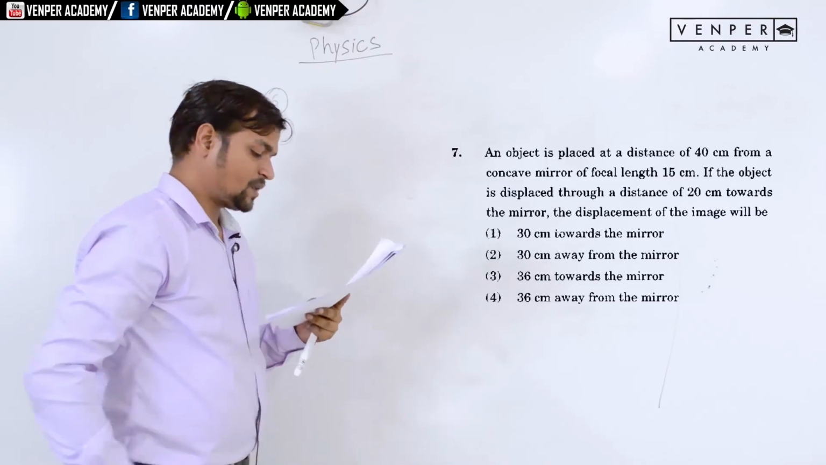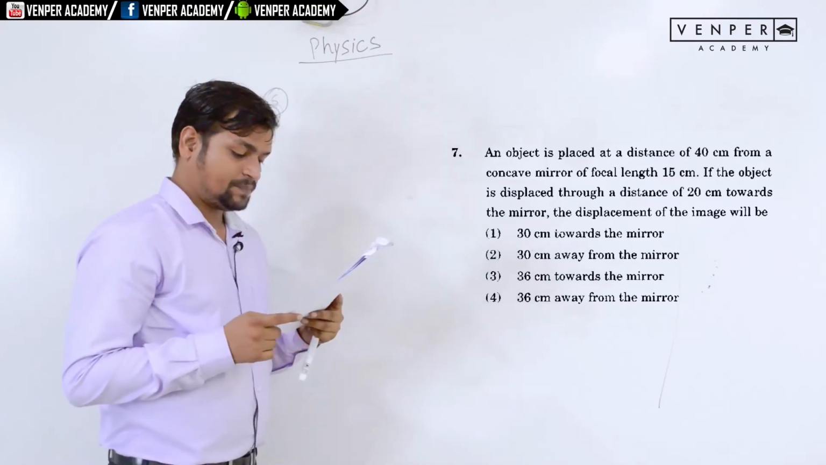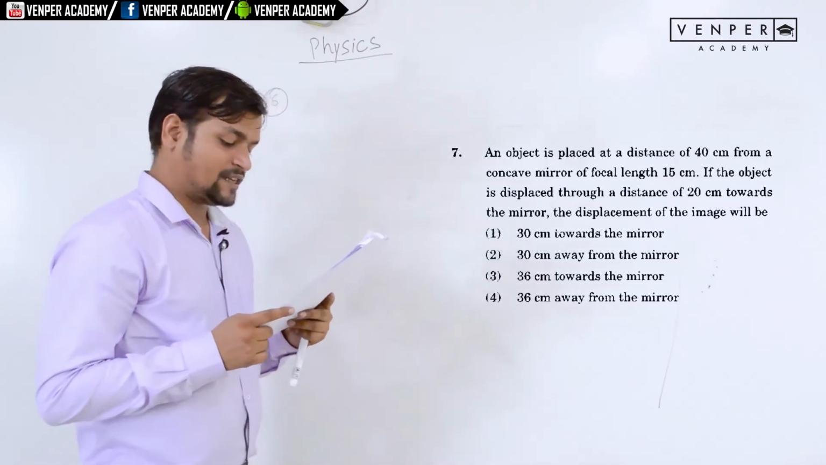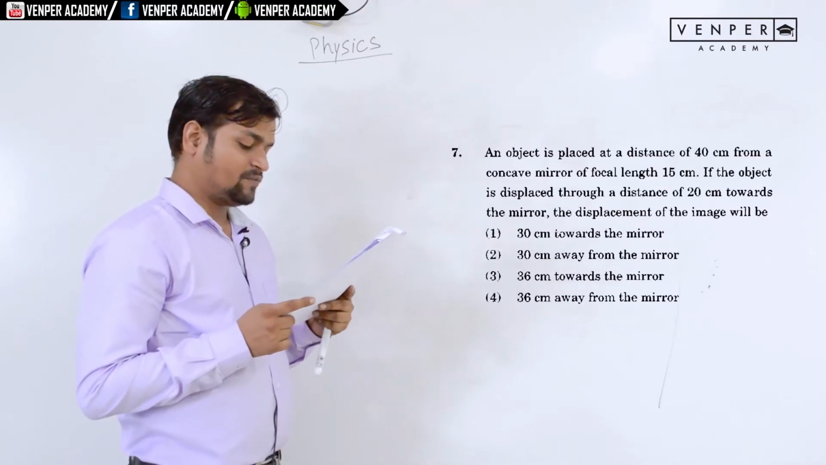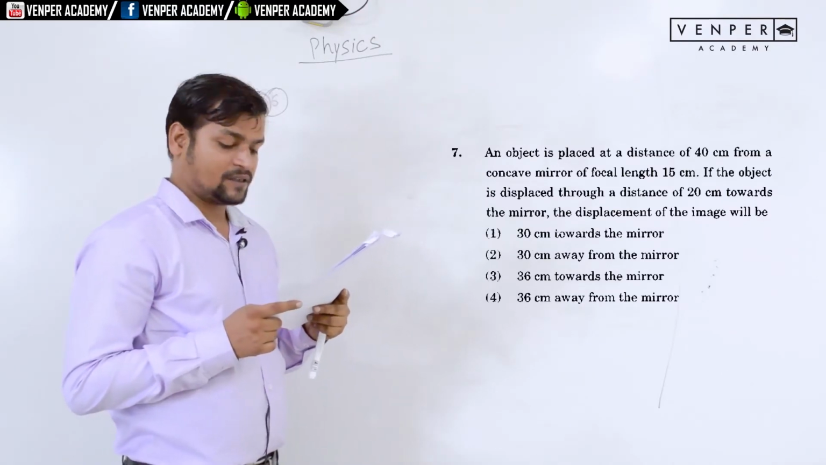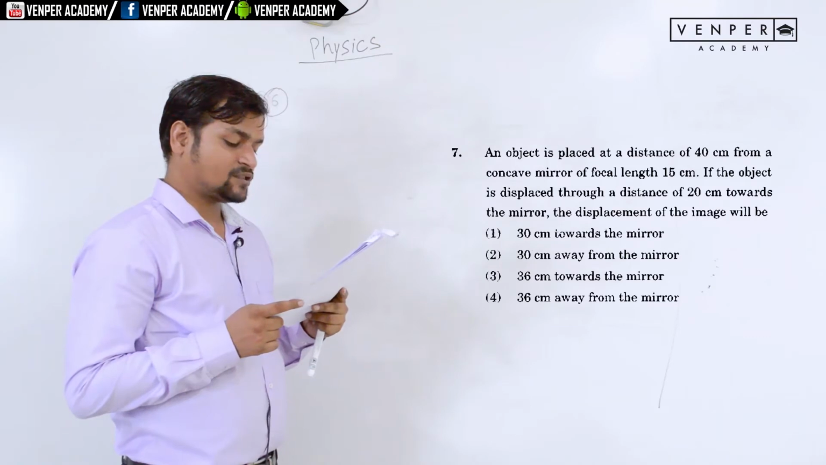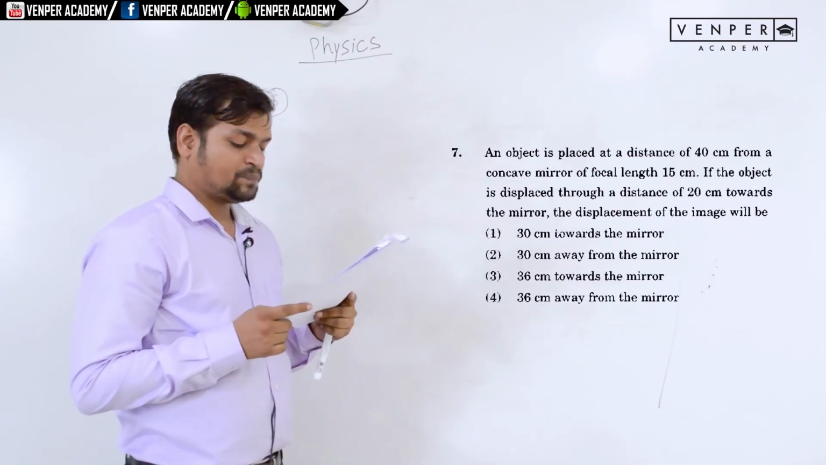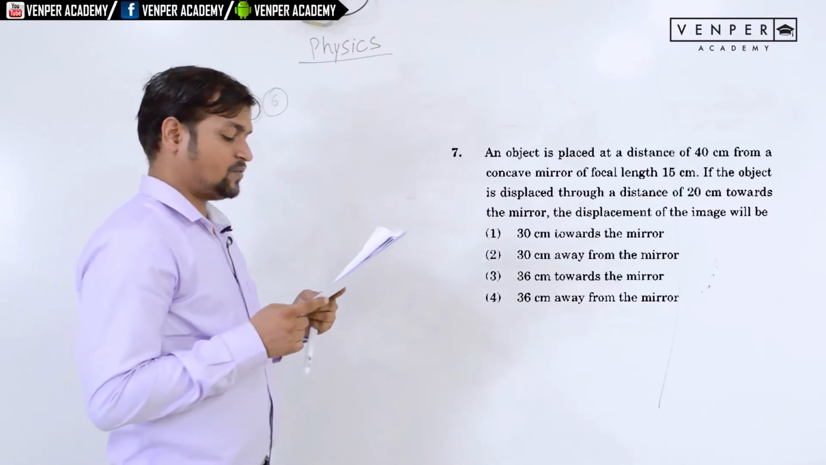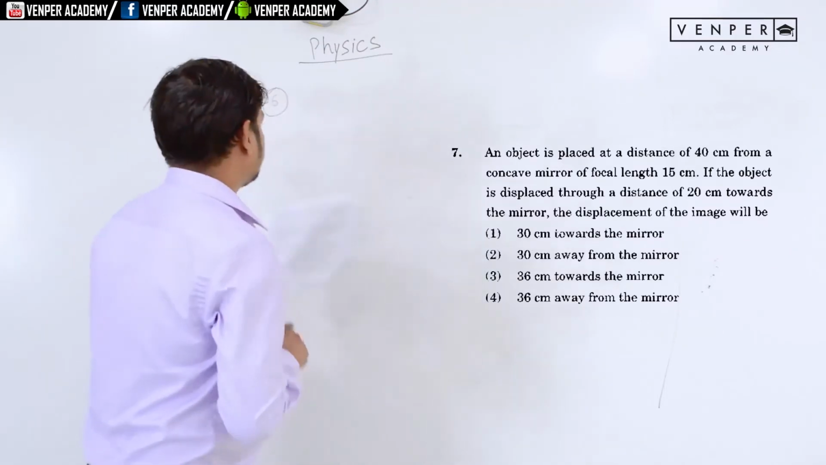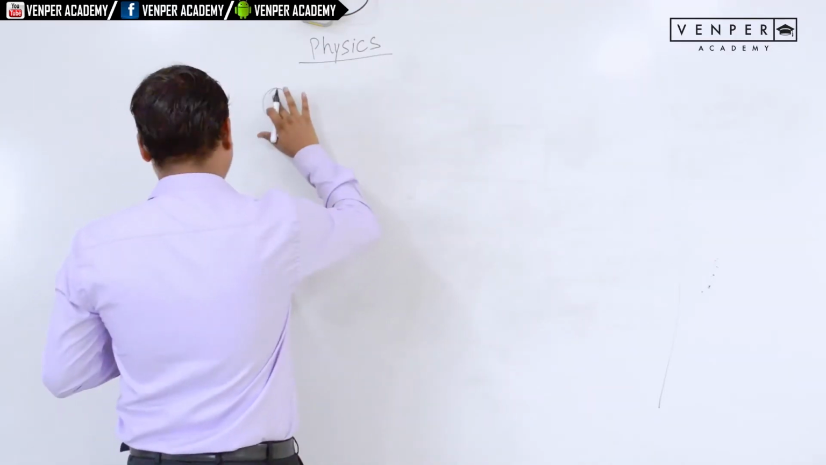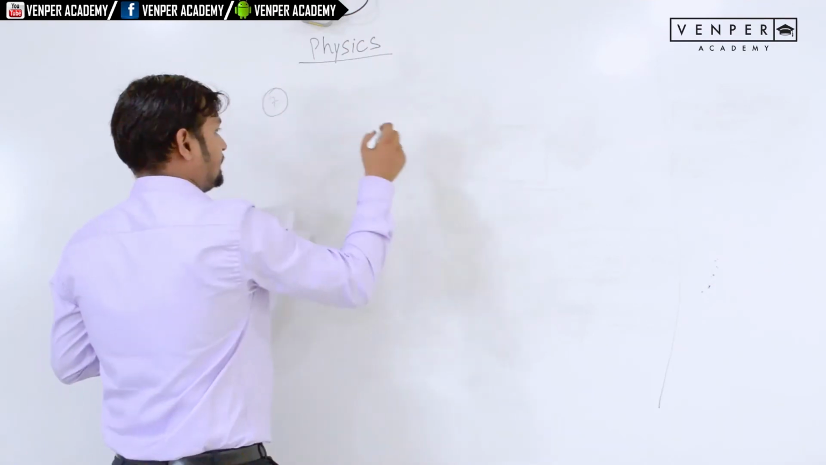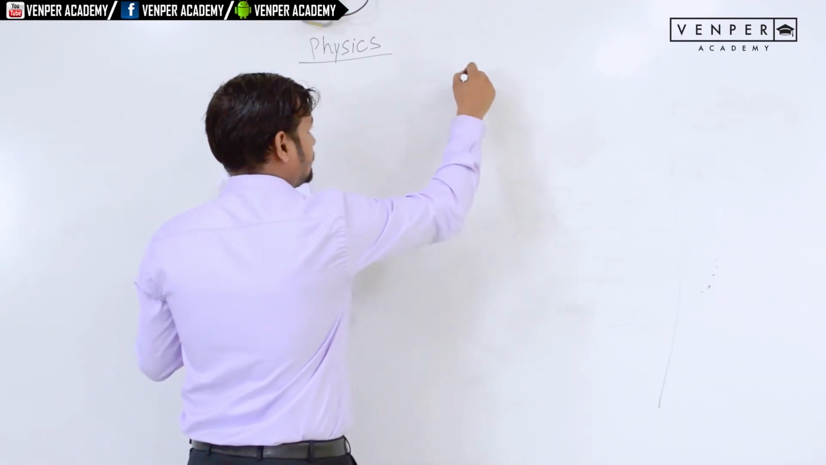Next question. An object is placed at a distance of 40 centimeter from a concave mirror of focal length 15 centimeter. If the object is displaced through a distance of 20 centimeter towards the mirror, the displacement of the image will be. Okay, there is one concave mirror here.